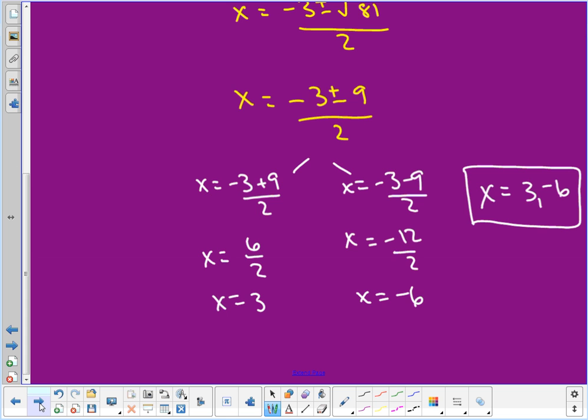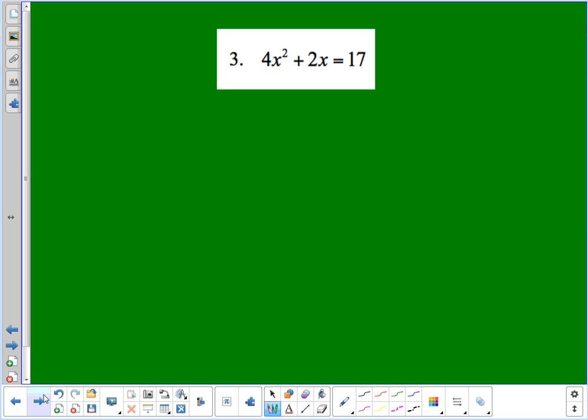All right, let's take a look at number 3. In number 3, I have 4x squared plus 2x is equal to 17. Now, this is a quadratic function. It is a quadratic equation because I have that x raised to the second power there, so I know it's quadratic, but it looks a little different.